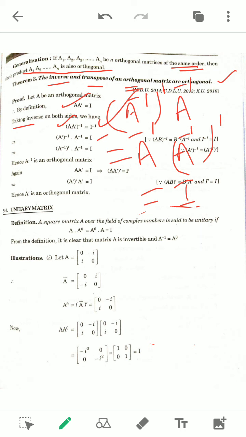On the left side we follow the reversal law, that is (AB) inverse equals B inverse A inverse. Let us erase this from here. If you look at this reversal law, (AB) inverse equals B inverse A inverse. So what we get is (A transpose) inverse A inverse equal to identity, and you know very well that (A transpose) inverse equals (A inverse) transpose.